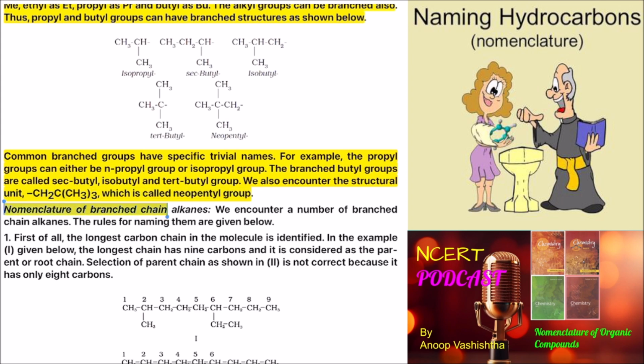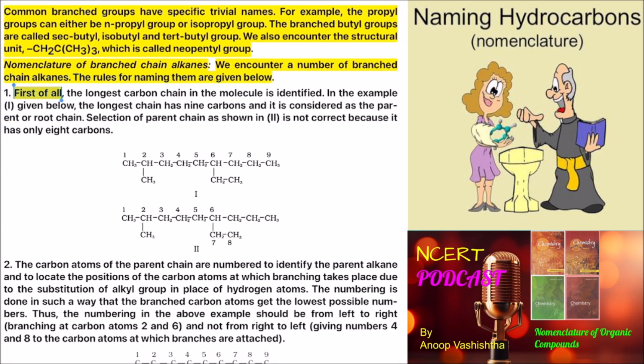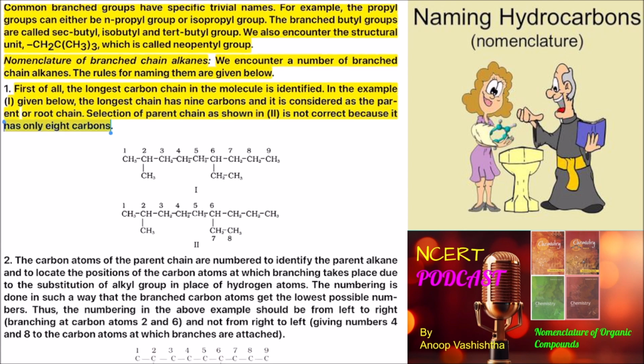Nomenclature of branched chain alkanes. We encounter a number of branch chain alkanes. The rules for naming them are given below. First of all, the longest carbon chain in the molecule is identified. In example 1 given below, the longest chain has 9 carbons and is considered as the parent or root chain. Selection of the parent chain as shown in 2 is not correct because it has only 8 carbons.